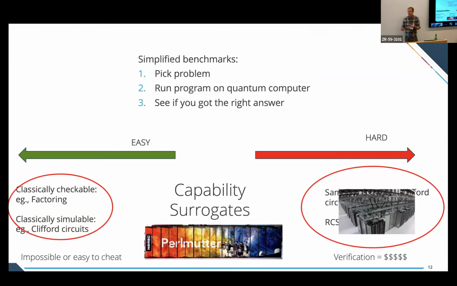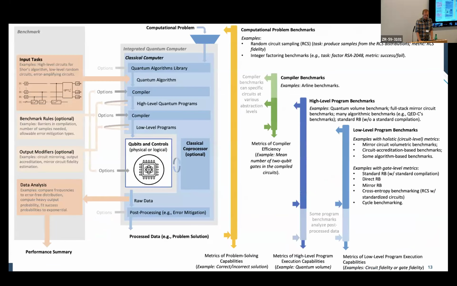What I want to talk about today are some capability surrogates that we're using, and I'll just describe these words, that we are really taking advantage of Perlmutter to construct. Again, these are going to be what we consider low-level program benchmarks. So we are not going to be taking advantage of the compiler.